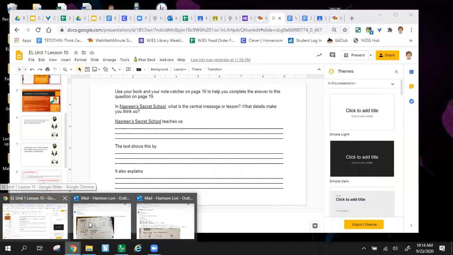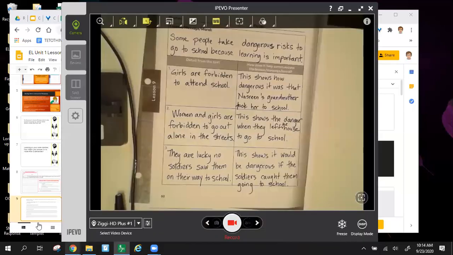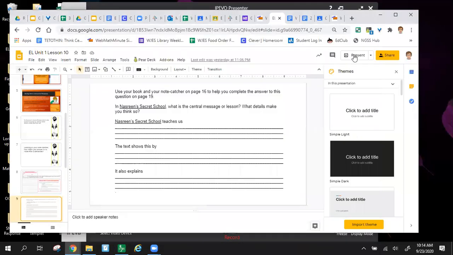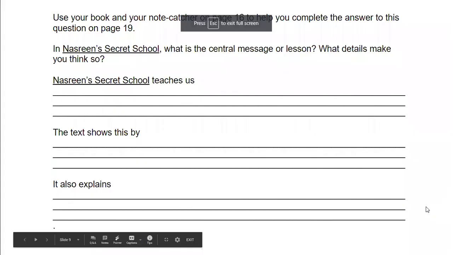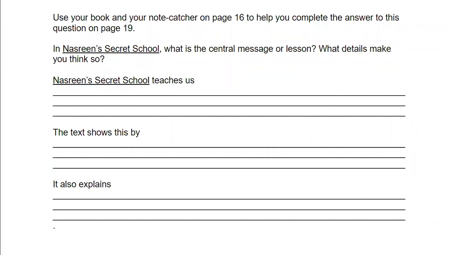there it goes. Oh, nope. Thank you, Miss Haley, for reminding me. So it's right here on this. I'm going to leave this here. All right. So right here, it says at the top, use your book. And if you're at home, you can use the book I've attached and your note catcher on page 16. So that's why you need your workbook.